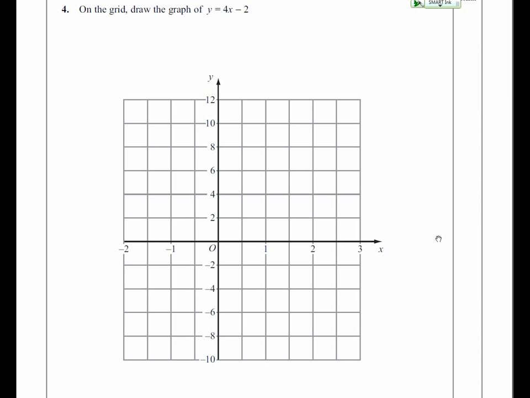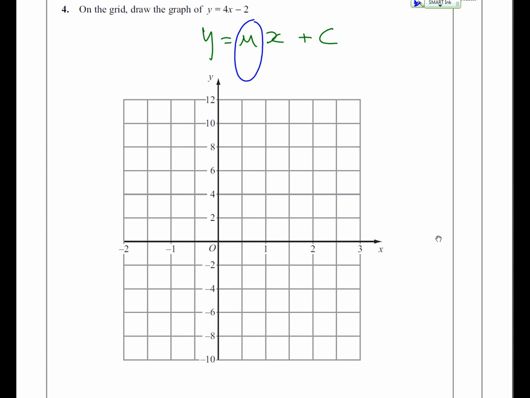On the grid, draw the graph of y equals 4x minus 2. Right, this is... Oh, I'm going to show you a different way. You know, I've done quite a few of these videos now. I'm going to show you the way I like on this.